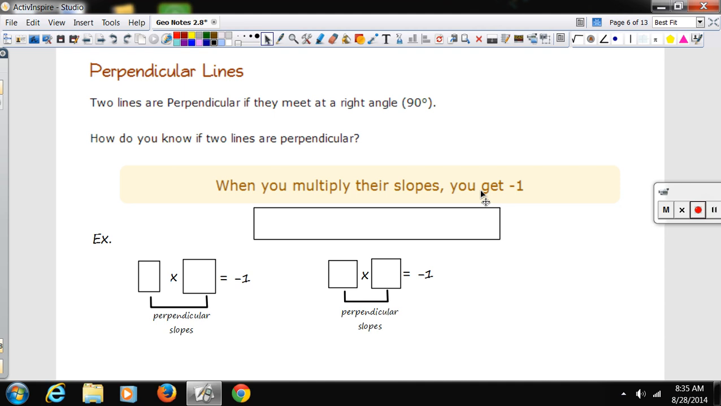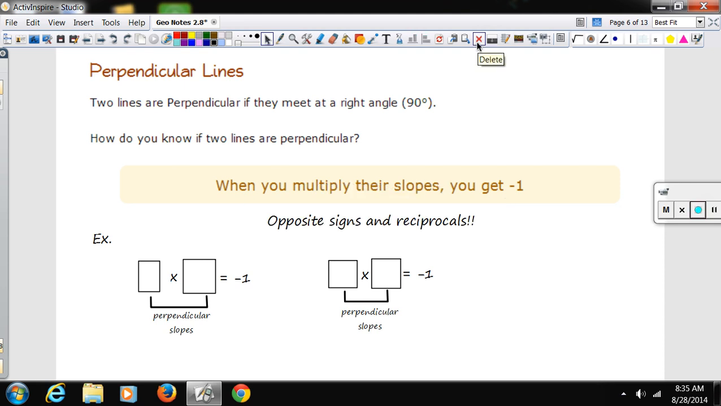The fact that they're opposites gives you the negative, and the fact that they're reciprocals gives you the 1, because everything cancels out and you're just left with a 1. So what I wrote underneath is that they're opposite signs and reciprocals. They have to be both. If it's just opposites, that's not perpendicular. If they're just reciprocals, that's not perpendicular. It has to be both.